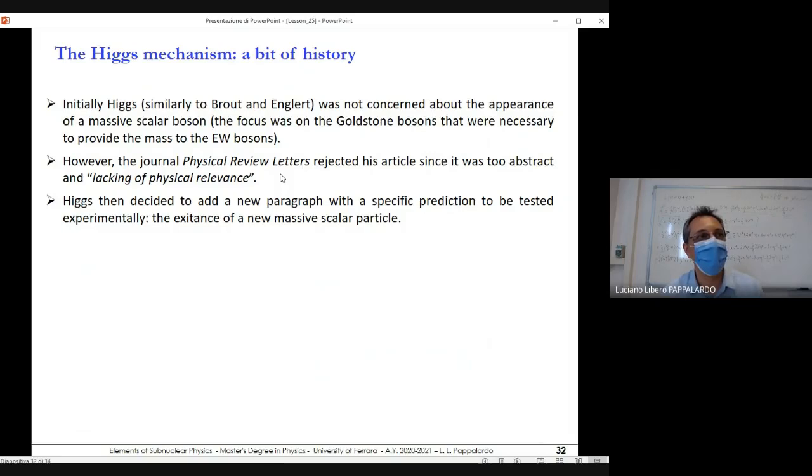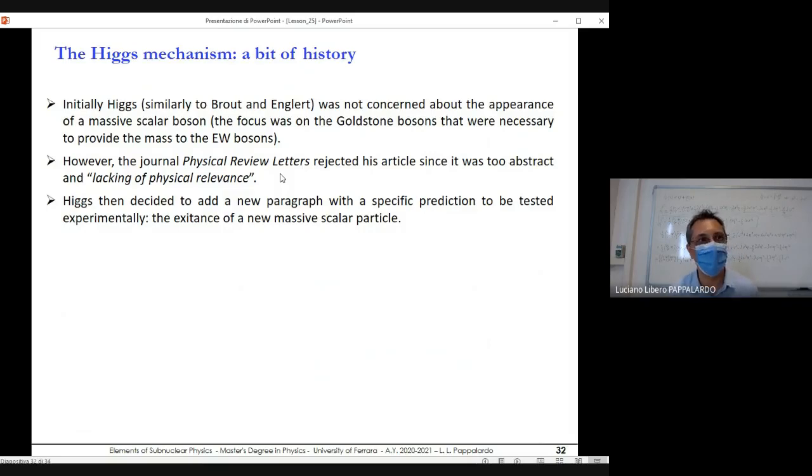So Higgs had, first of all, maybe three choices. One, give up. Second, try to submit the same paper to a different journal and see if it is accepted, or try to insist with Physical Review Letters, which is a very prestigious journal, but of course, making some changes to the paper.